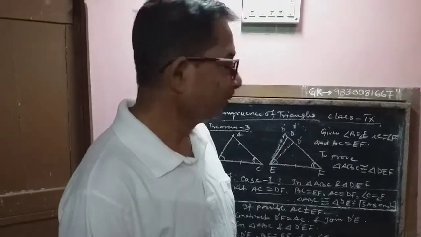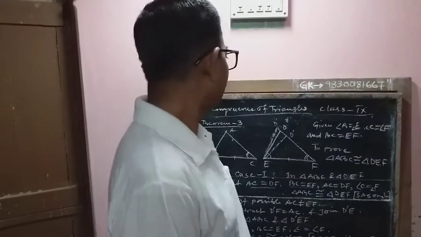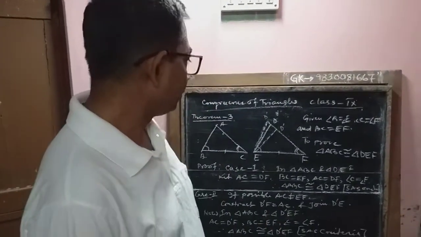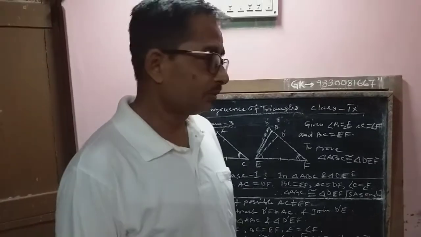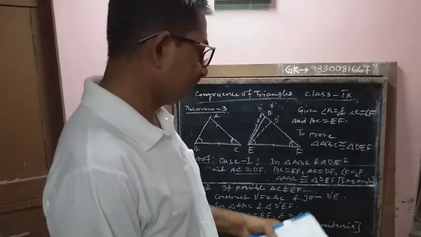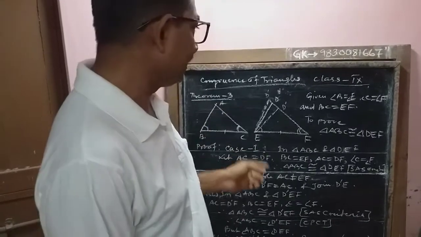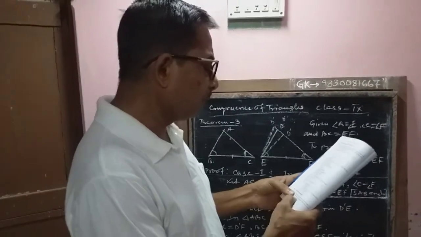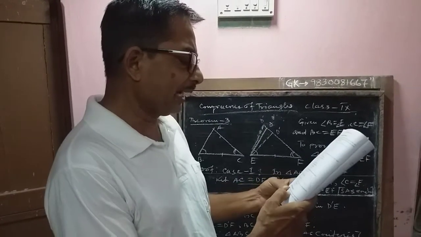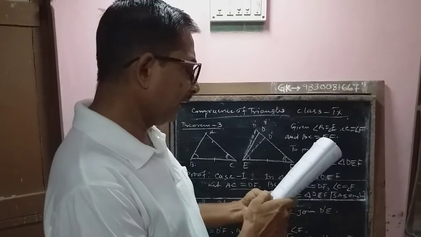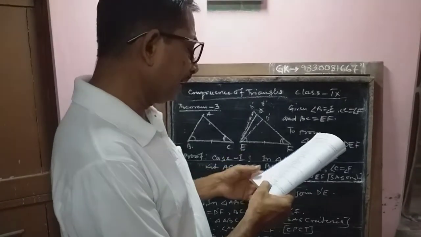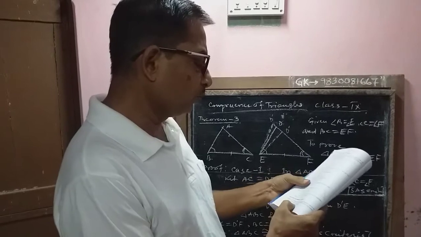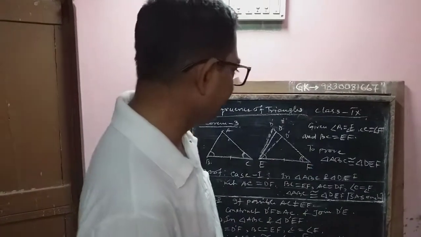Today we will continue with the congruence theorems of triangles. Today you will learn three theorems. Theorem number 3 says: if two angles and the included side of one triangle are equal to the corresponding two angles and the included side of the other triangle, then these two triangles are congruent. What does it mean?